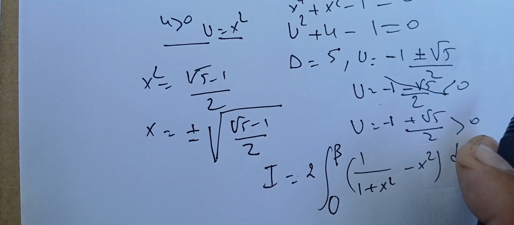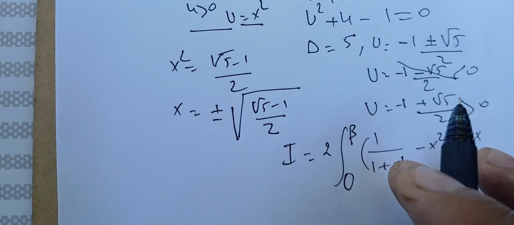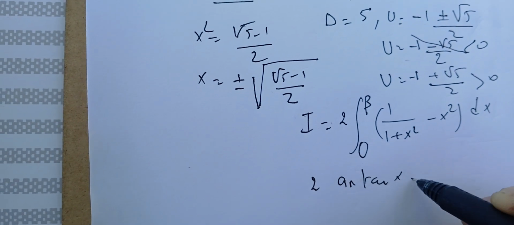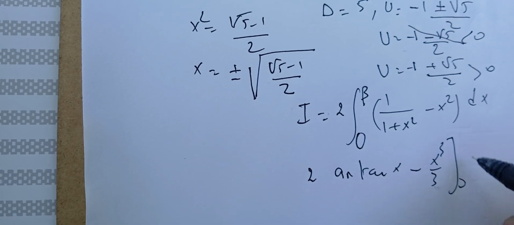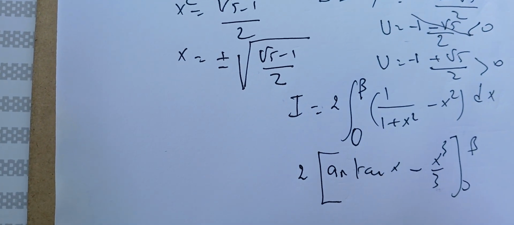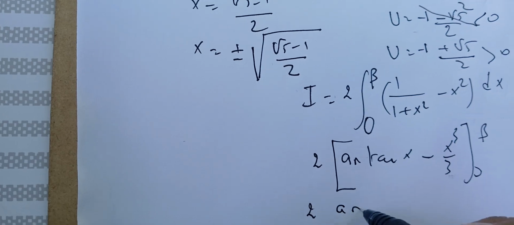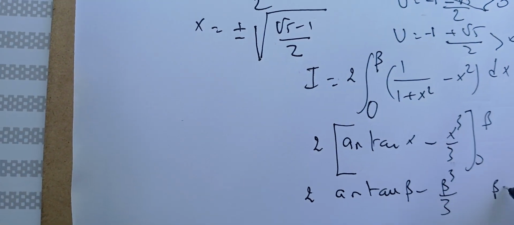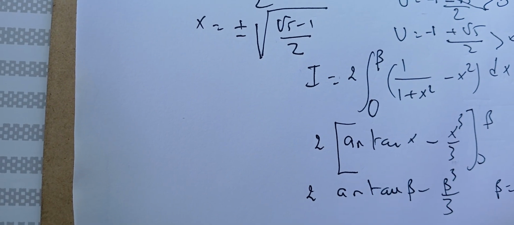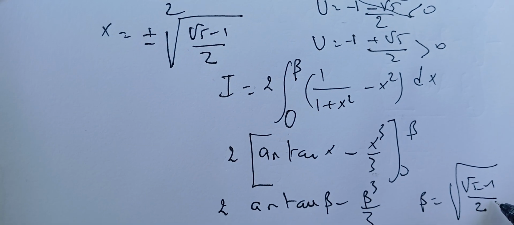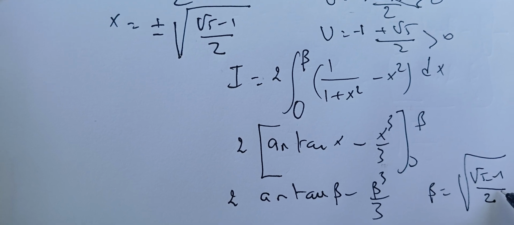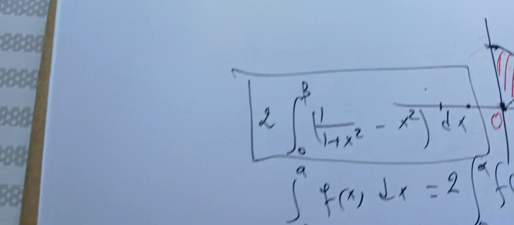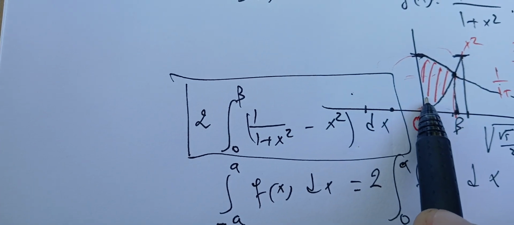I can stop here, but I can do more because I can integrate this one. It's going to be arctangent of x minus x cubed over 3 between 0 and beta. Therefore my integral is going to be 2 times arctangent of beta minus beta cubed over 3, where beta is the square root of (square root of 5 minus 1) over 2. So this is the area enclosed by these two curves.